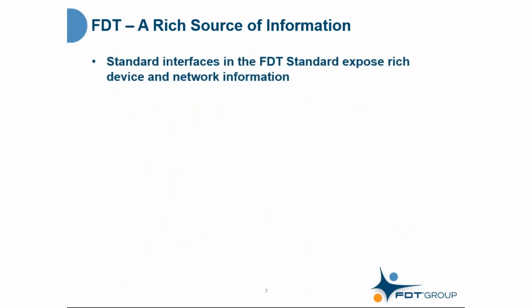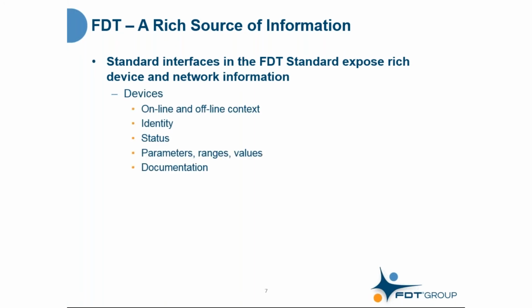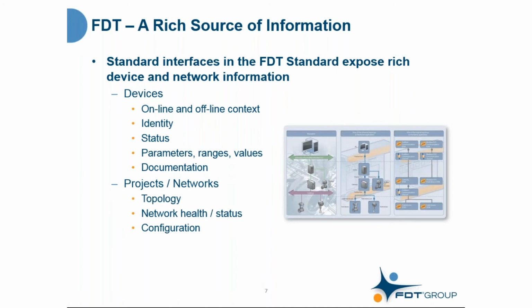The standard interfaces for the FDT standard expose rich device and network information. So from a device perspective, we have online and offline context. There's identity, status of the device, health of the device, parameters, ranges, documentation, and so on. But we also have information related to the projects and the network. So we have the topology of the network, the health and status of the network itself, and the configuration of the network available in the FDT standard.